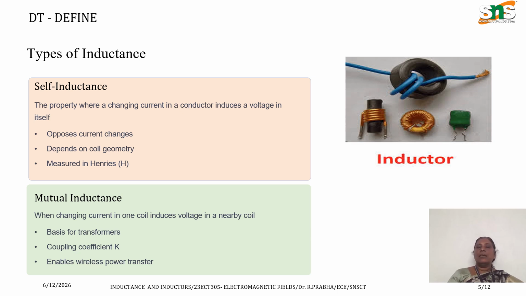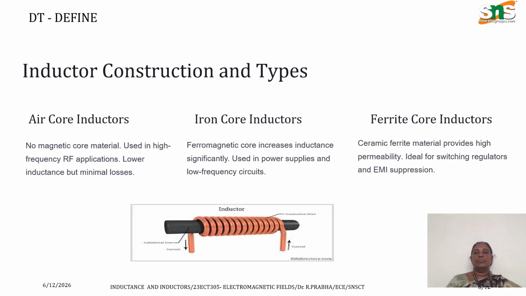Next, the second type is mutual inductance. When changing current in one coil induces voltage in a nearby coil, this mutual inductance is the basis for transformers. The coupling coefficient is called K, and it is a very important concept which enables wireless power transfer.